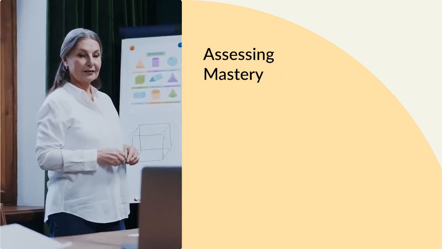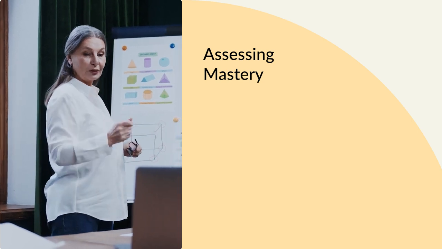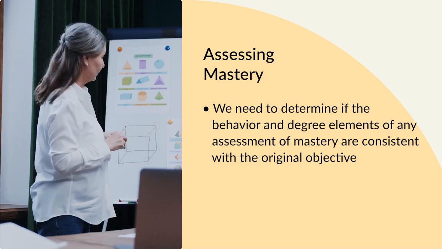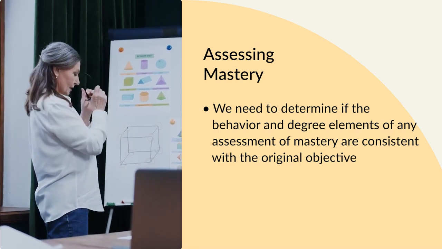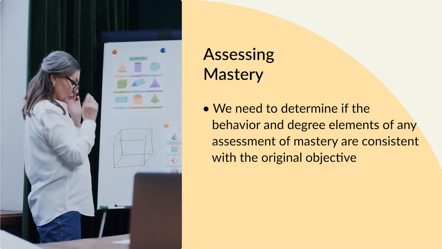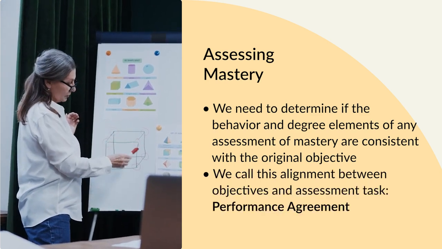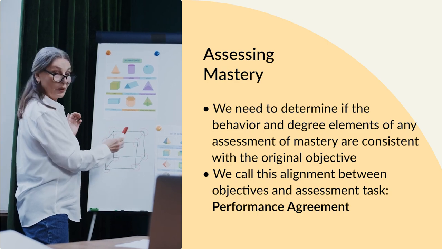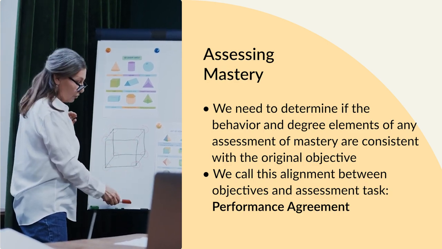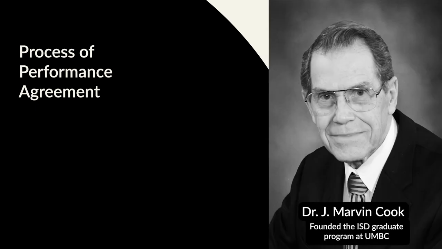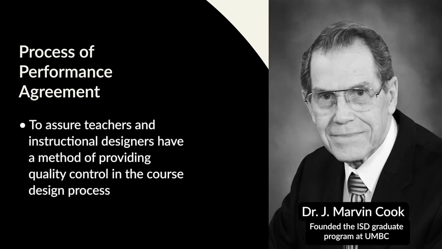In order to assure that we are assessing mastery in a consistent and valid manner in our actual course implementation, we need to determine if the behavior and degree elements of any assessment of mastery are consistent with the original objective. We call this alignment between objectives and assessment tasks performance agreement. The process of performance agreement was first suggested by Dr. J. Marvin Cook to assure that teachers and instructional designers have a method of providing quality control in the course design process.